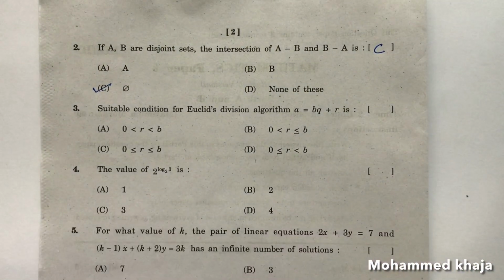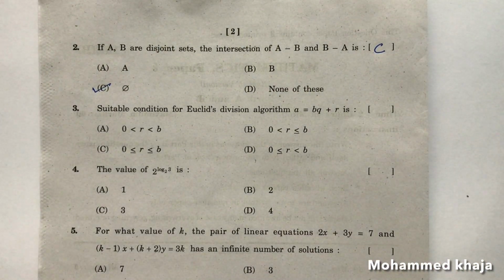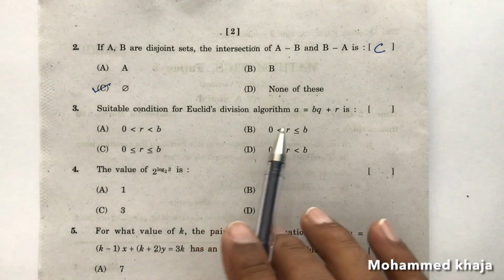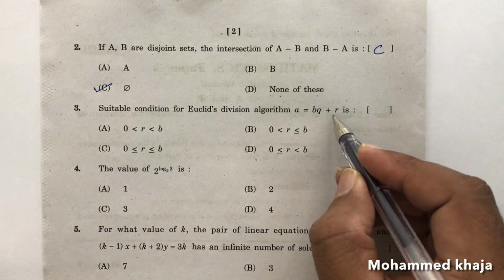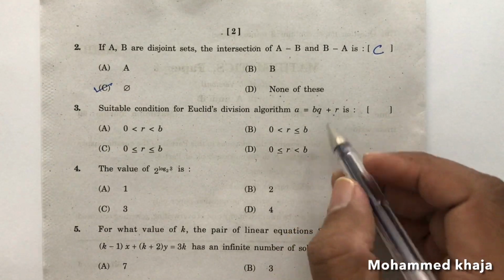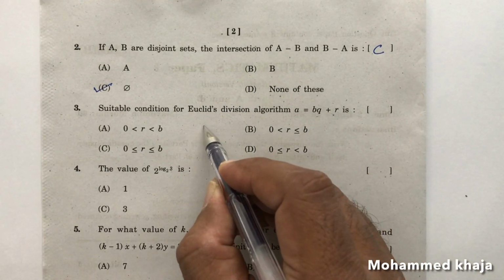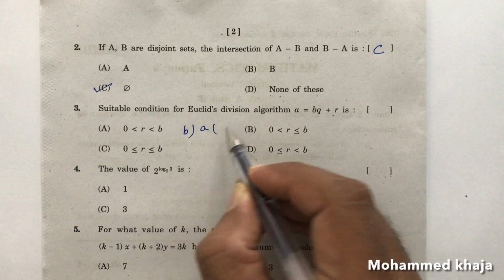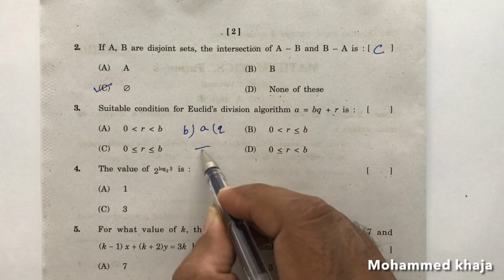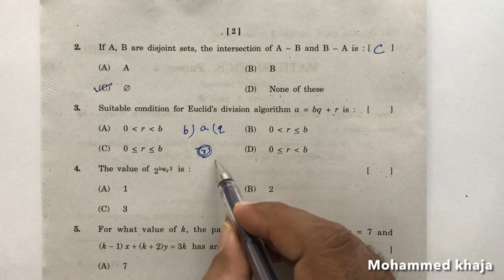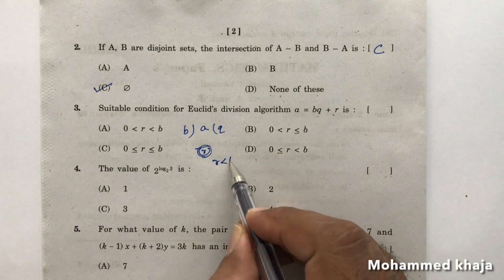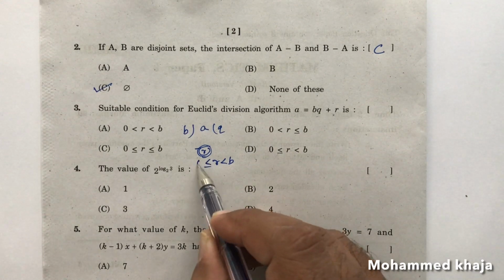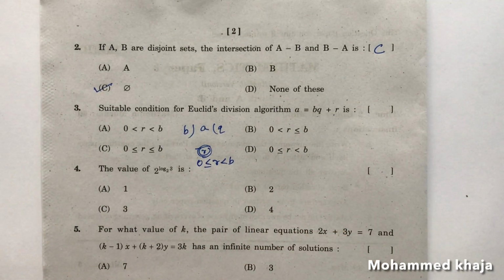Next question. Suitable condition for the Euclid division algorithm, A is equal to BQ plus R, where R is the remainder. See here you are dividing A with B, and the quotient is Q and the remainder is R. So remainder will be less than B and greater than or equal to 0.